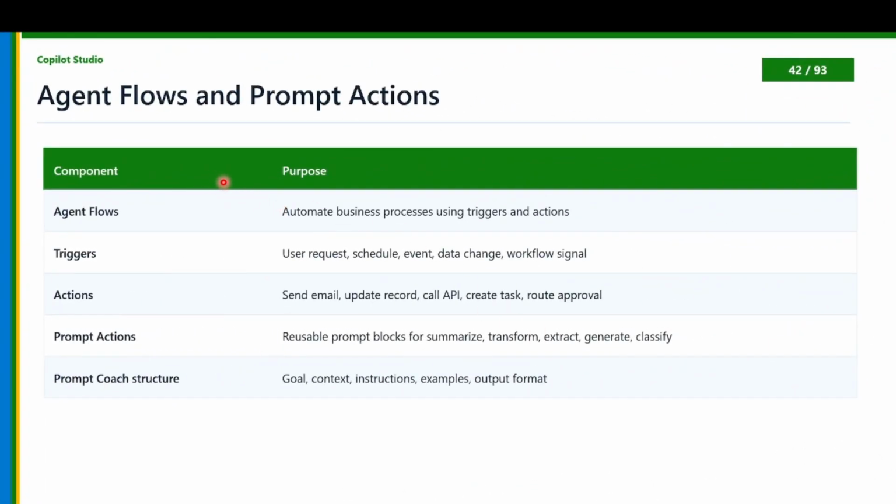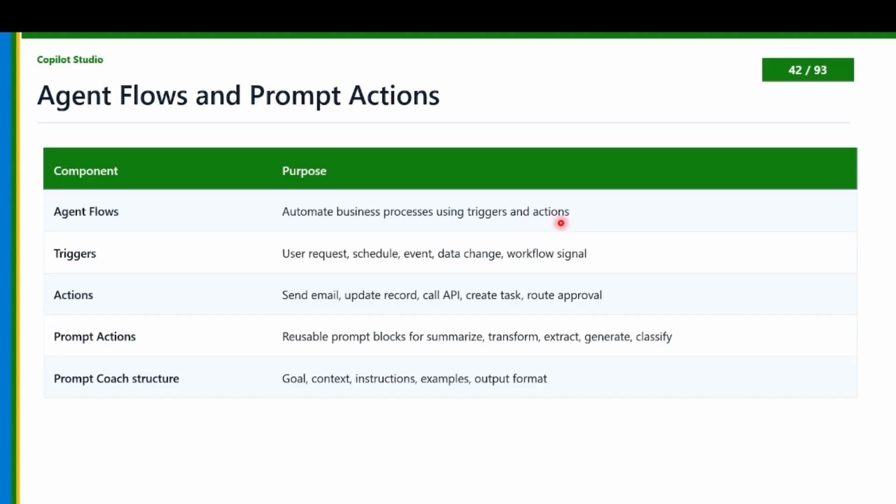All right, let's come back to Copilot Studio again. So agent flow and prompt action. How do you design agent flow and prompt action in Copilot? So we have these components that you should take into consideration and the purpose of each component. First is agent flow. This is available in Copilot for automating business processes using triggers and actions.